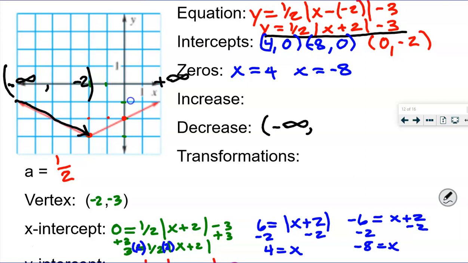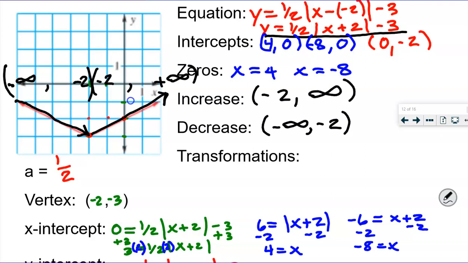-infinity to -2, right? Now let's look at where it increases from. So from there on, it's increasing, right? So where is that? That's -2 to where again? To infinity, okay? So it's increasing from -2 to infinity.